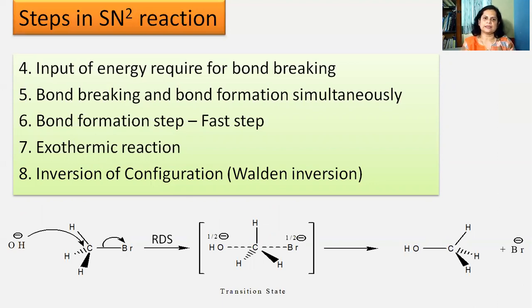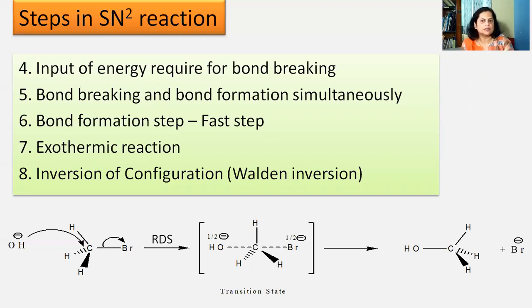That means in this reaction, the breaking and formation of bonds take place simultaneously. The bond between carbon and Br starts to break, becoming weak, and the new bond between carbon and OH becomes strong. In the second step, a very fast bond formation between the carbon and OH occurs, and therefore the second step is a fast step. When the products are formed, they contain less energy, meaning they are more stable, and that amount of energy is evolved during the course of the reaction. Therefore we can say that the reaction is exothermic.